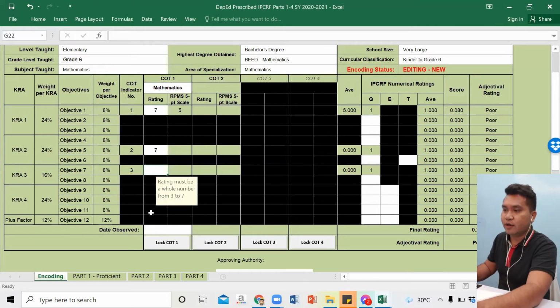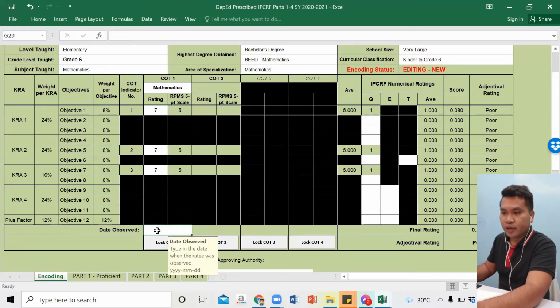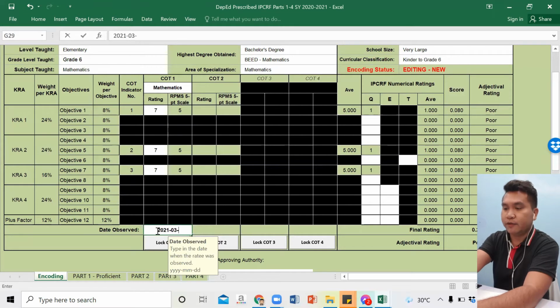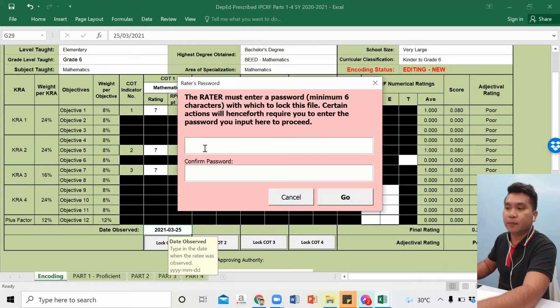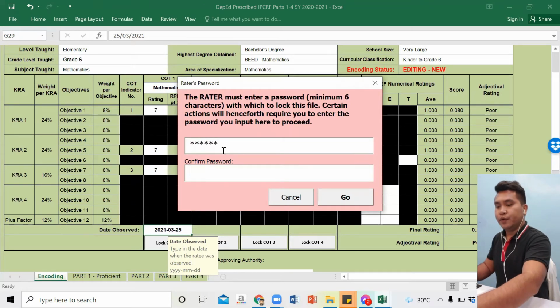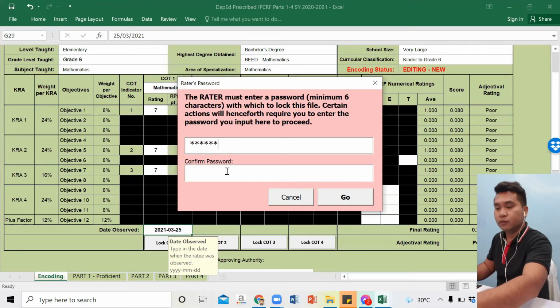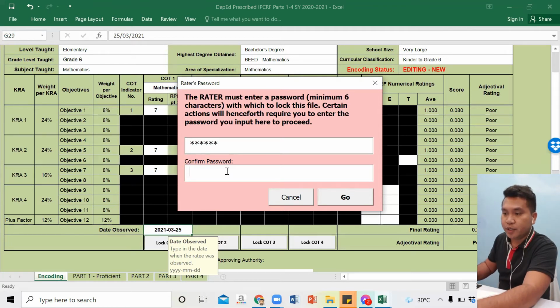Assuming 7. Okay, so date observed, let's say February or March. So, March, starting with the year 2021, March 25. Then after that, lock COT 1. The rater must enter a password, minimum of 6 characters. The rater can only be the one to know the password for this part.